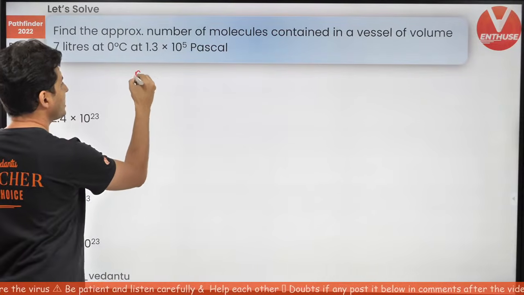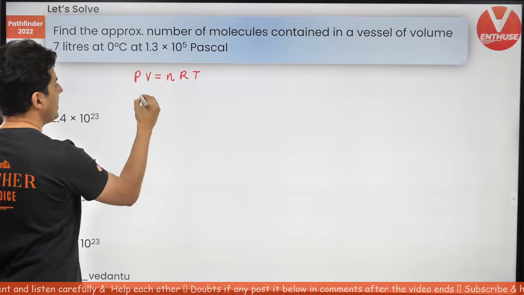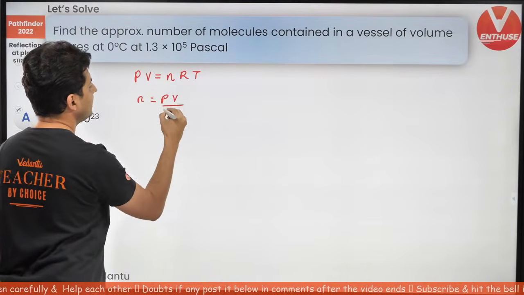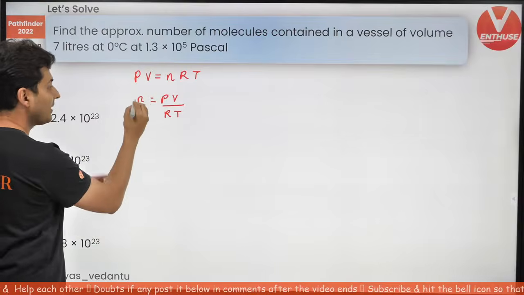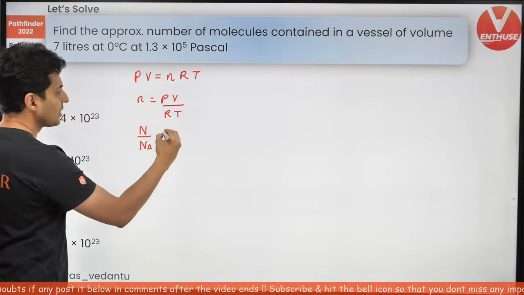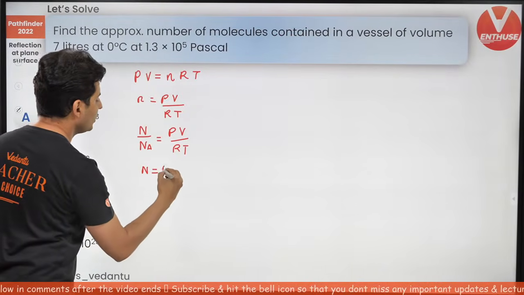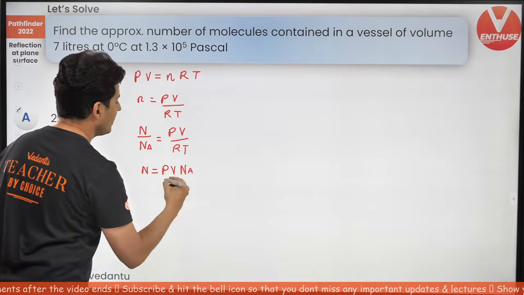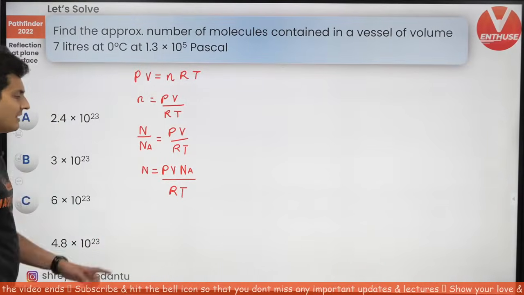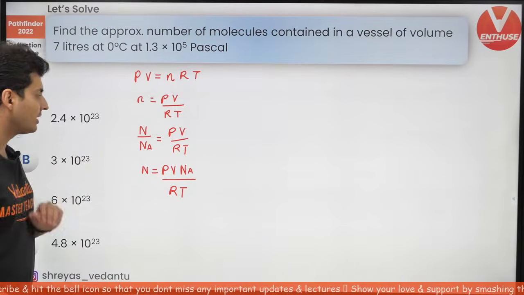So the gas law equation is nothing but PV = nRT. So n will be equal to PV divided by RT, but small n is the number of molecules N divided by Avogadro's number, so that will be equal to PV by RT. Therefore N will be equal to PV NA divided by RT. That's right, PV NA divided by RT. Now what do we do? Just substitute the values.